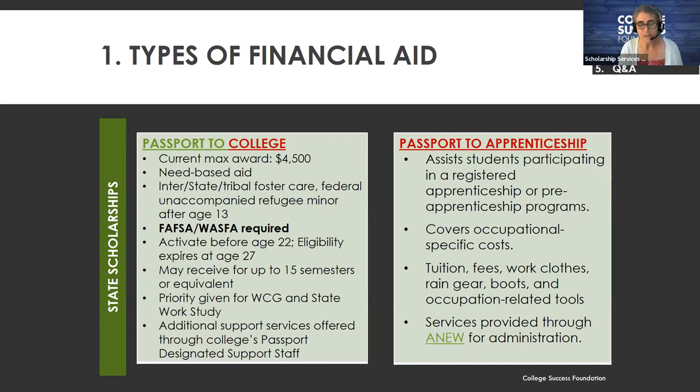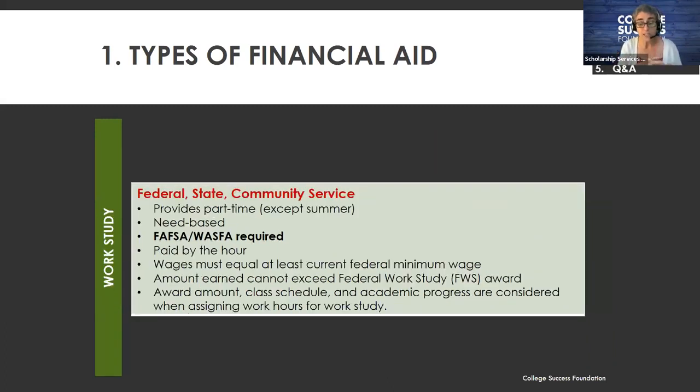So work study is a program that provides students with part-time jobs, mainly on campus, but not exclusively, during the school year, right? And I make that distinction because students can work full-time during the summer, because summer is not a required term that students have to enroll in. So they limit the hours to ensure that students are not working too much and not having enough time to focus on their studies. It is need-based again, and students have to fill out their FAFSA or their WASFA to qualify. It is paid by the hour.